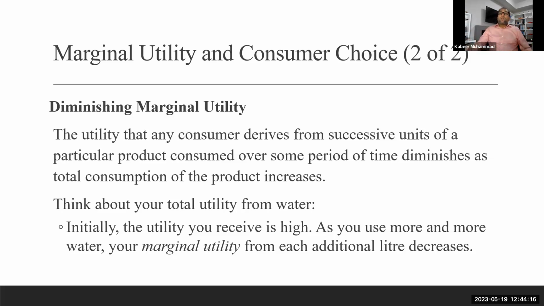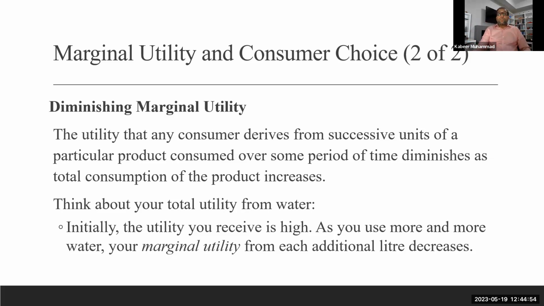For example, if you drink a first glass of water, assuming you get 100 utils of utility from the first glass, the second glass you get 80, and the third glass you get 60. So the total utility is increasing from 100 to 180 and then 240, but the marginal utility is decreasing from 100 to 80 to 60. At the same time, the total utility is increasing, but at a decreasing rate. So the rate of increase in the total utility is decreasing.